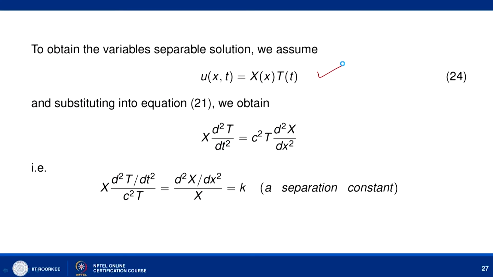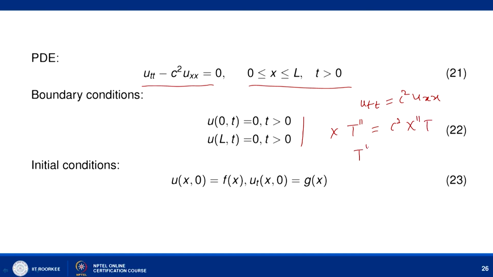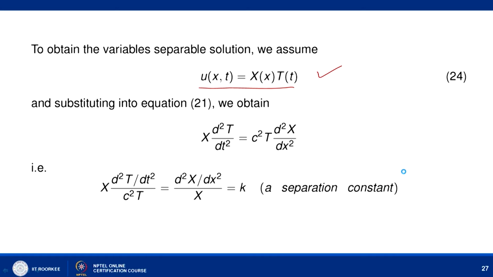So here if you put u(x,t) equal to X(x) T(t), then your problem is u_tt equal to c square u_xx. Then you will write T double dash X equal to c square X double dash T, divide by XT. So you will get T double dash upon c square T equal to X double dash upon X. That is what is written here.